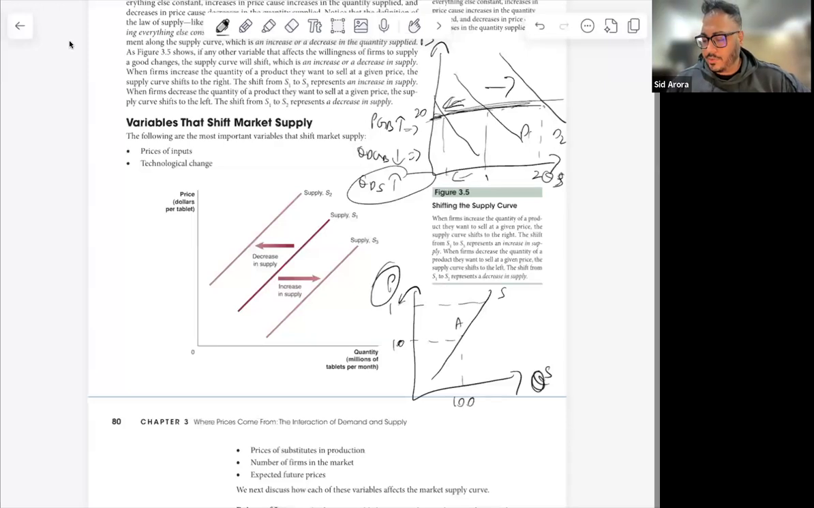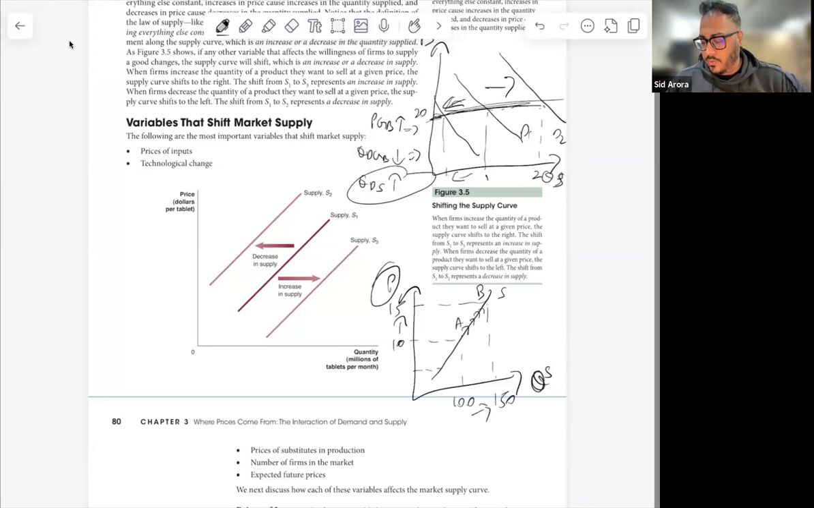Let's say price goes up to 15, quantity supplied goes up to 150. So you move from point A to point B on the supply curve, right? So this would be an upward movement along the supply curve. Okay, so when the price goes up, there's an upward movement along the supply curve.